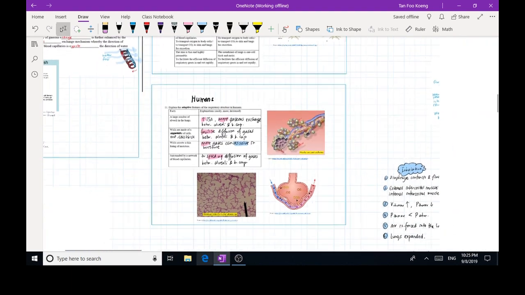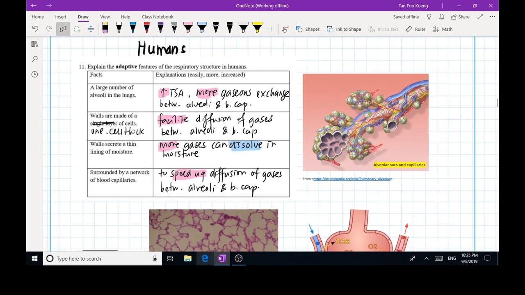Now, having said so, let's look at human beings. Humans have very advanced respiratory surfaces. For example, we have millions of alveoli in our lungs. So, what are alveoli? Now these are the alveoli.